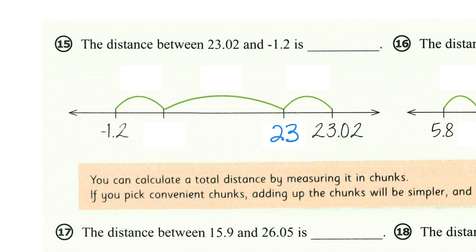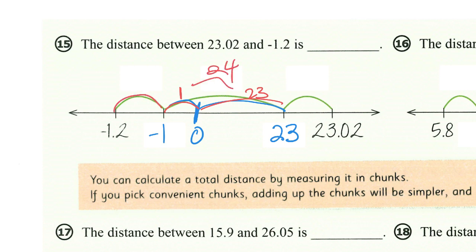Number 15, I'm going to fill in some of my benchmarks. I'm going to put 23 right here. I'm going to put -1 right there. I also notice I'm going to be crossing 0, so I'm going to add that in right here. And from 0 to -1 is 1. From 0 to 23 is 23. So I know that total distance is 24.